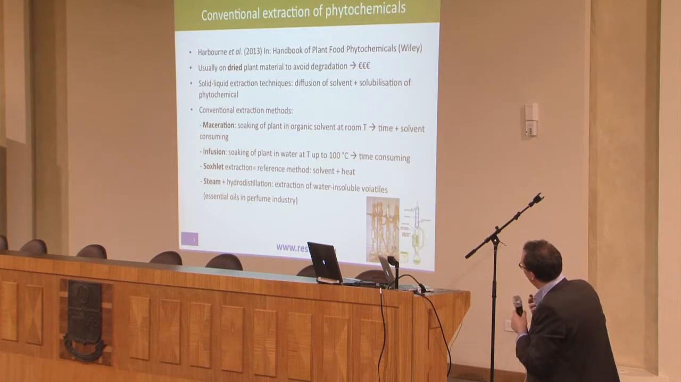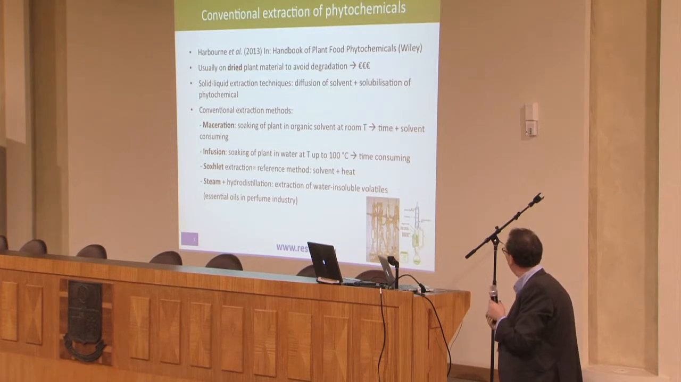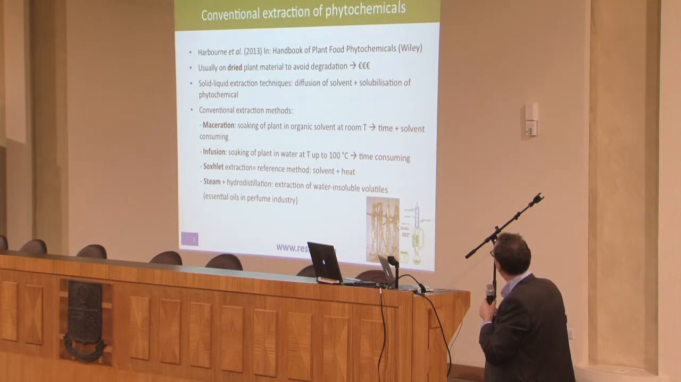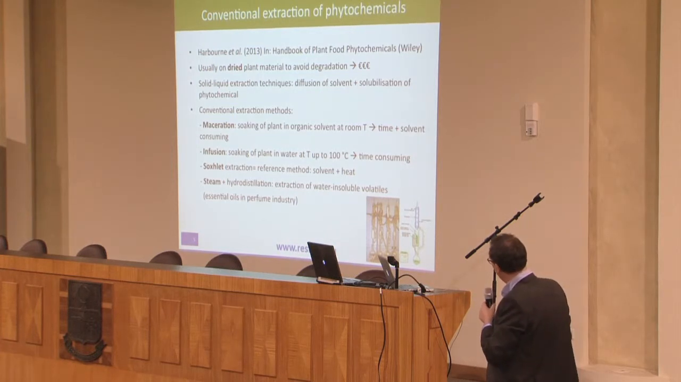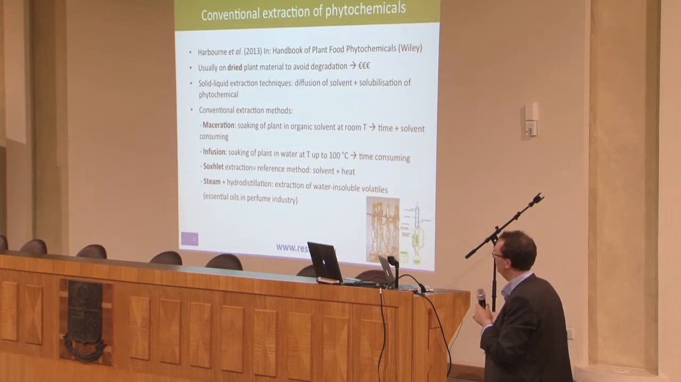So, as an introduction, some conventional extraction of phytochemicals. I took this from the handbook of plant food phytochemicals. People usually use dried plant material to avoid degradation, oxidation. But like I said yesterday, drying biomass is really a costly procedure, so it will cost you a lot of money. Extraction of phytochemicals from biomass uses solid-liquid extraction techniques. They are based on the diffusion of the solvents and also solubilization of the phytochemical into the solvent.